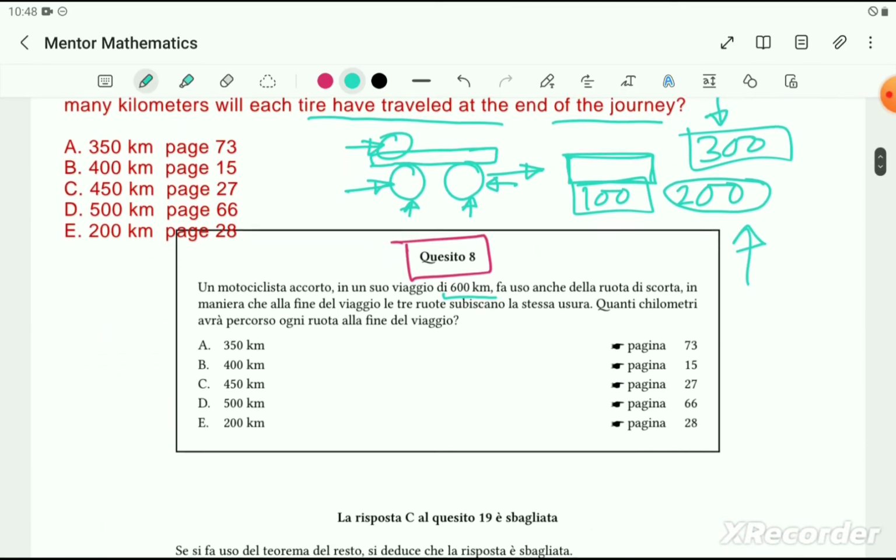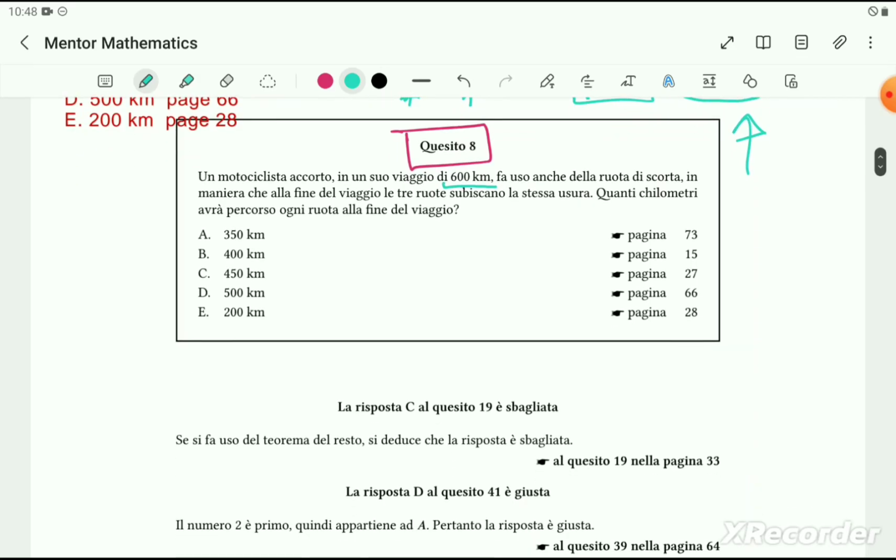Okay, this is interesting because many of you will just say, oh, it's 600, so let's divide it by 3, then you will find 200 kilometers, but actually not. Our answer is B, 400 kilometers.